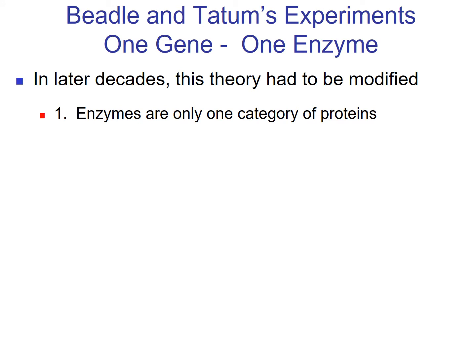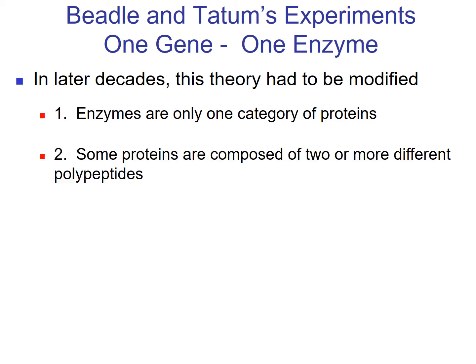So we've learned quite a bit since then, and we know that there are exceptions to this one gene, one enzyme hypothesis. The first is that enzymes are only one category of proteins. Some proteins are actually composed of more than one polypeptide. So you need more than one, two or three or four or more polypeptides to make the functional protein.